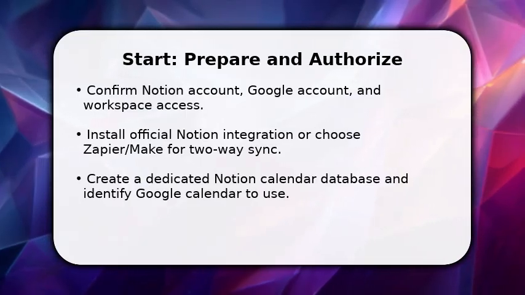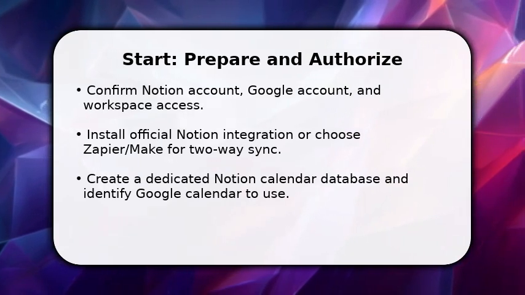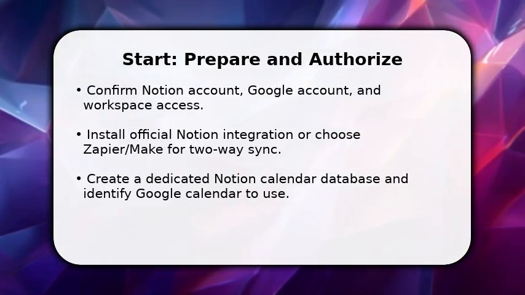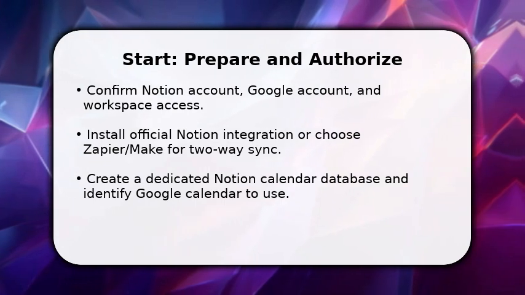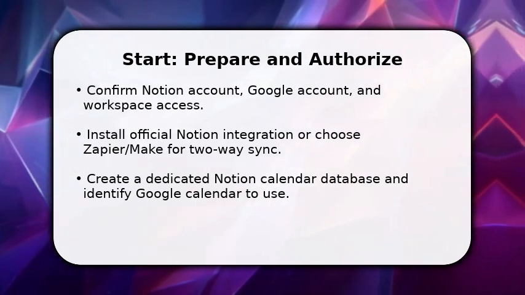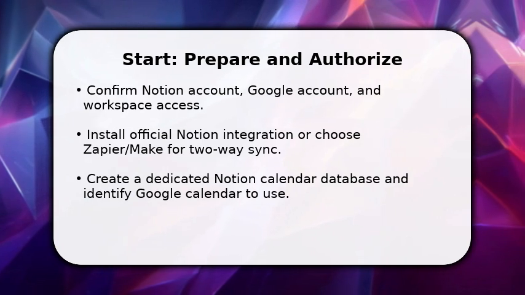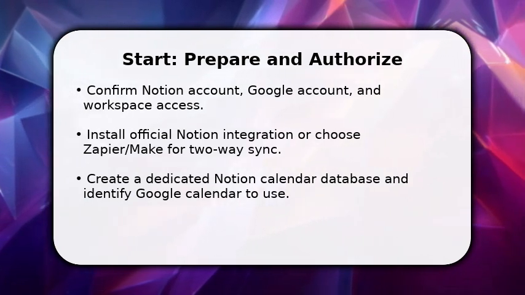You start by authorizing both services. Connect your Google account to the Notion integration or third-party tool. Grant calendar and calendar event scopes. Create a Notion database configured as a calendar or add date properties that match Google fields.